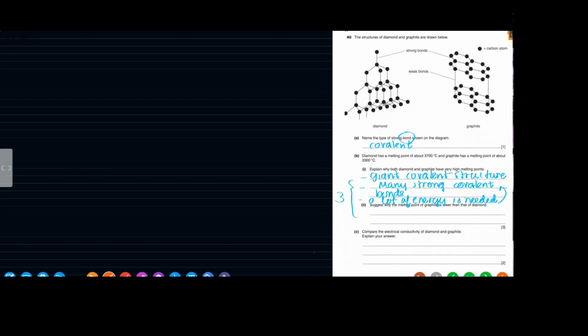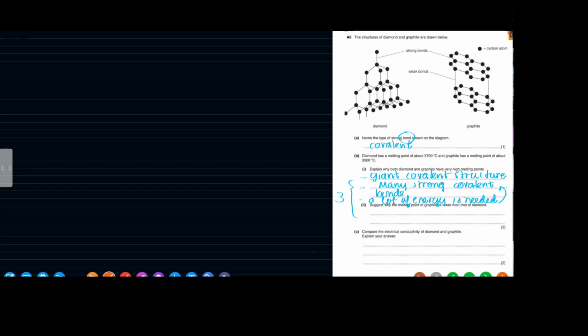Next is why the melting point of graphite is lower than that of diamond. There are 2 answers you can give. One is that graphite has fewer covalent bonds than diamond. Each carbon atom is bonded to 3 others, whereas in diamond each carbon atom is attached to 4 carbon atoms. That's one answer you can give. Also, you can mention the weak forces of attraction between the layers.